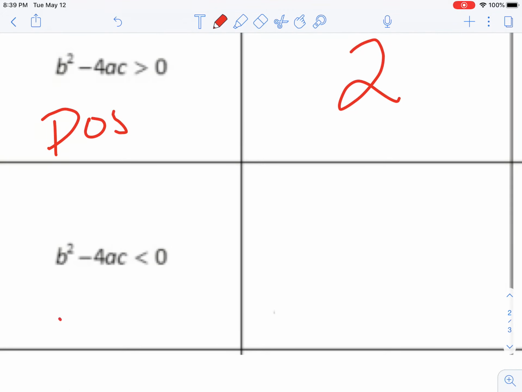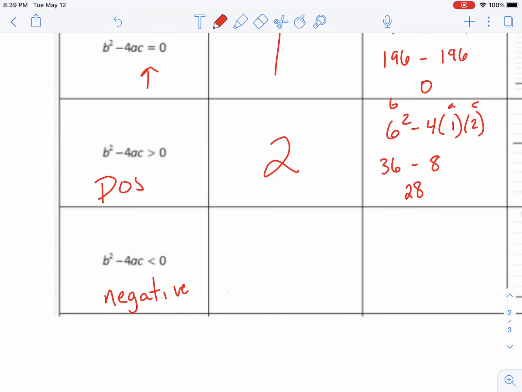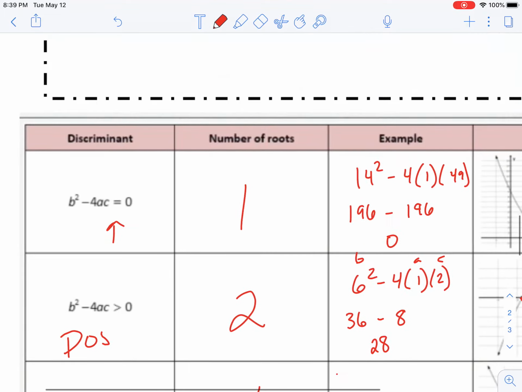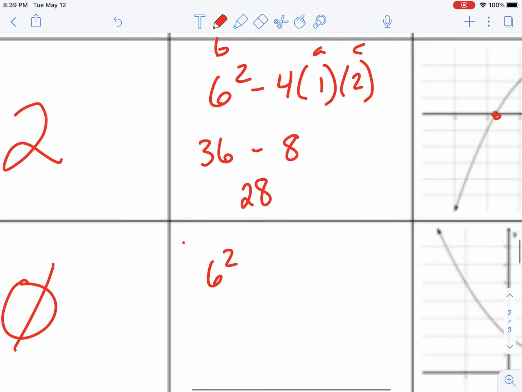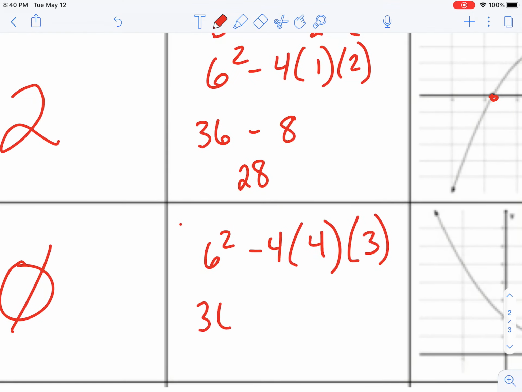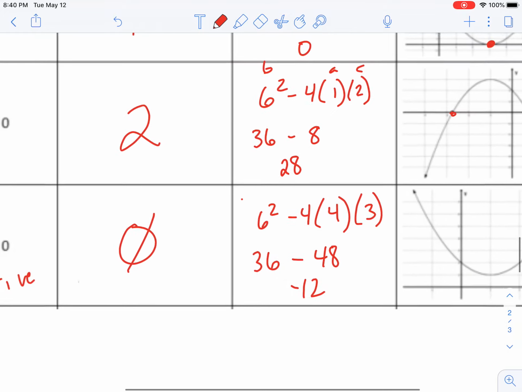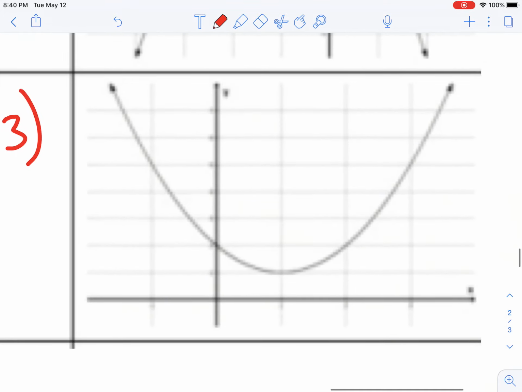Okay, so the last one is, what if it's negative? Well, we already talked about this. This means there are no real solutions. This would be a case if, let's say, it's 6 squared minus 4 times 4 times 3, right? So this would be 36, and 4 times 4 is 16, and 16 times 3 is 48. So this will give you negative 12. That means there are no real solutions, okay? Which means, as you can see, it never touches the x-axis.